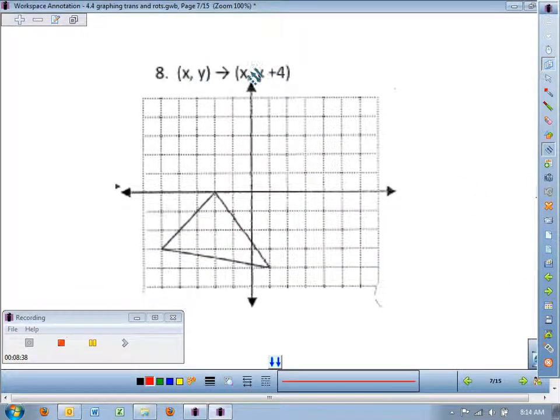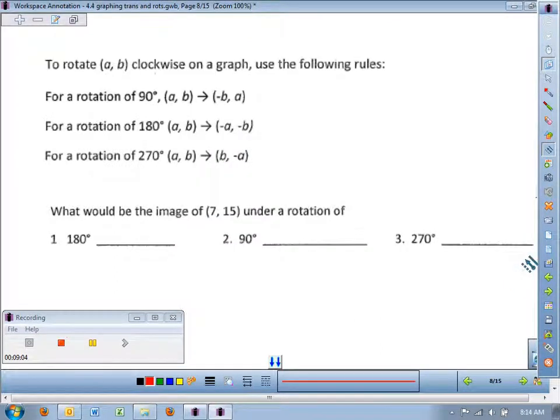X translates to X. What the heck? That means it doesn't move left or right. It's like X + 0. It doesn't move left or right. It just means 4 units up. So 1, 2, 3, 4 units up. Straight edge. Cool. That was a translation.